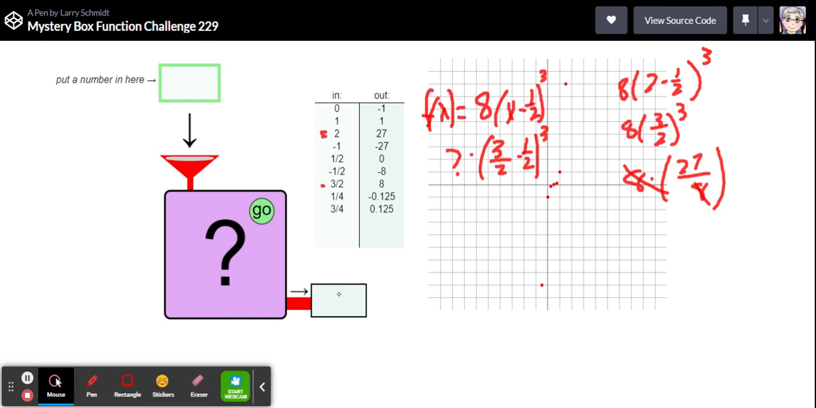Let's go ahead and look. Yeah, 8 times the quantity x minus 1/2 cubed, and let's graph that as well. A very steep cubic function. Well, how did that go for you? I think the numbers were a little tricky.